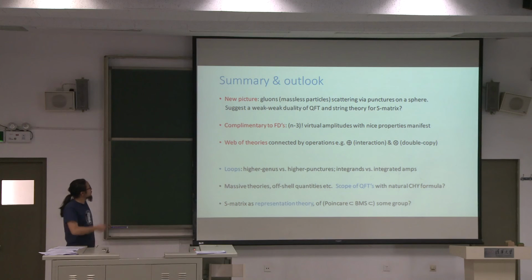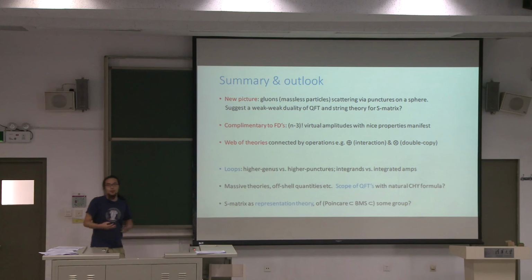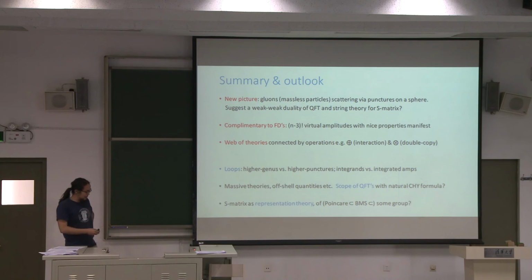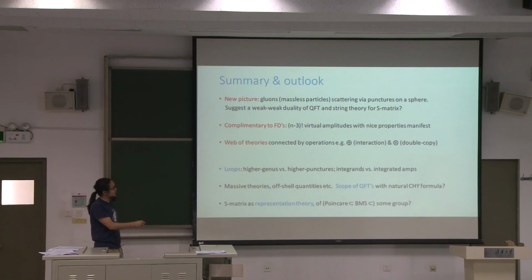Okay, so I'm going to summarize. Basically, I gave an overview of this new picture we suggested that tries to describe all massless particle scattering through these Riemann spheres. And this suggests a weak duality between quantum field theory S-matrix and the worldsheet models. And they are complementary to Feynman diagrams. For example, we see all this gauge invariance and so on manifest, but they are manifest through these (n-3)! building blocks. And there are also relations of the theories such as double copy and adding different theories with interaction together.